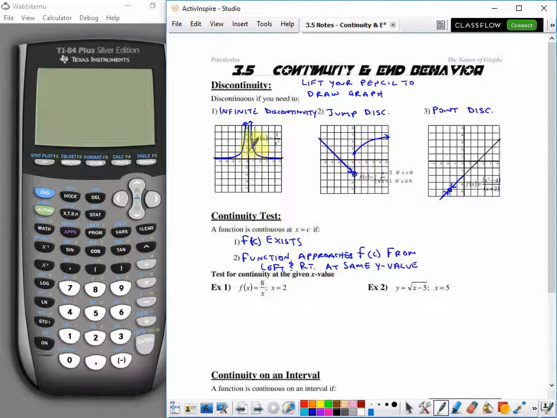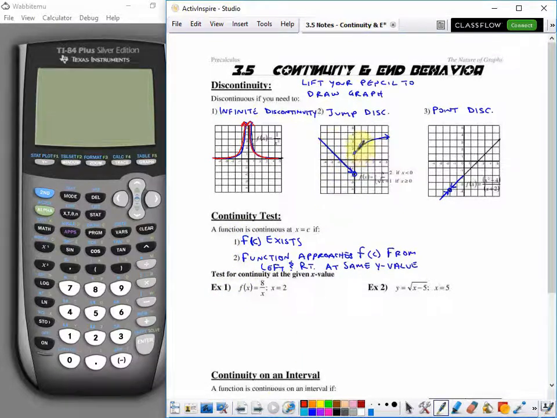So the first graph, f of 0 doesn't exist. It failed the first test. It actually passes the second test because from the right side, it's approaching f of 0. From the left side, it approaches f of 0. From the right side, it also approaches f of 0 at the same y values. So it passes the second test, but since it failed the first test, it is not a continuous function. If it passes both tests, it's continuous. This one failed one of them, so it is discontinuous.